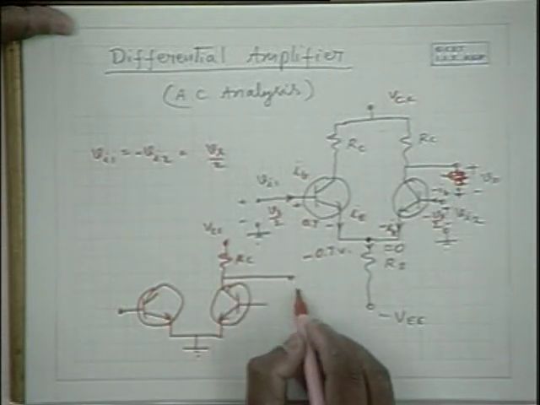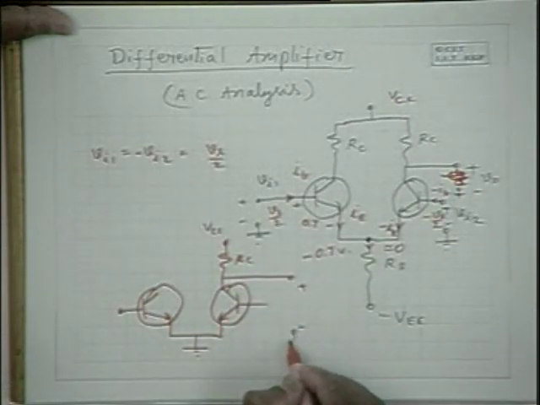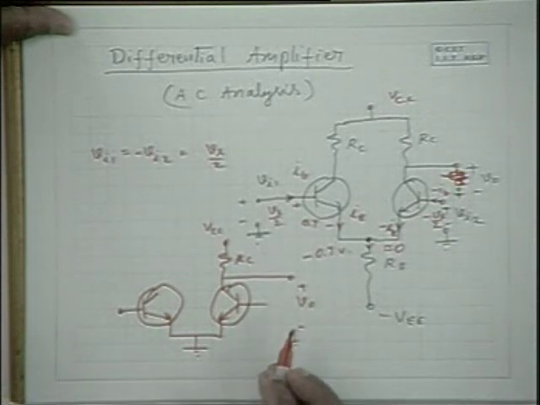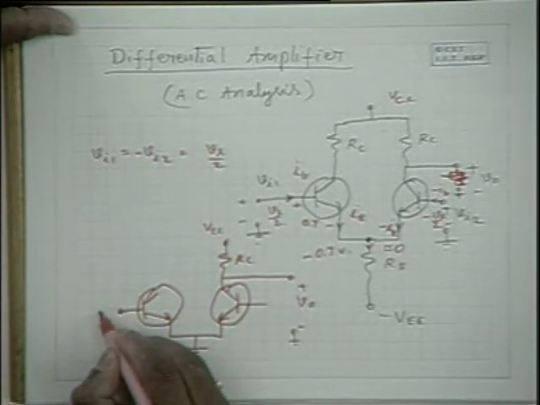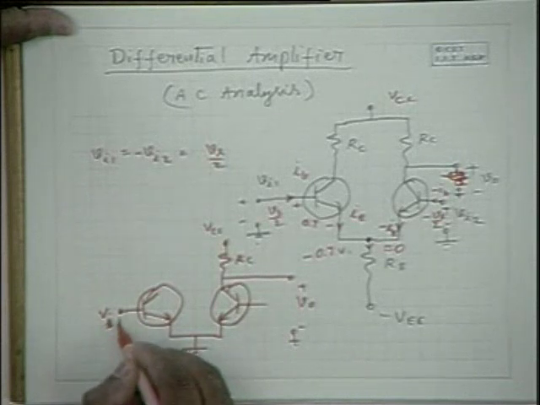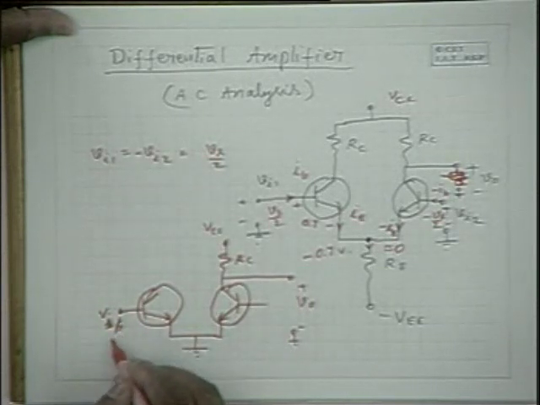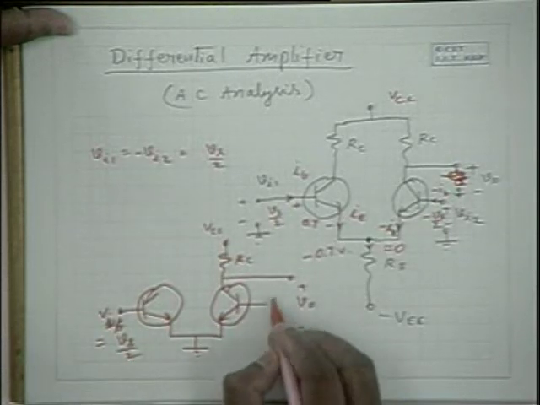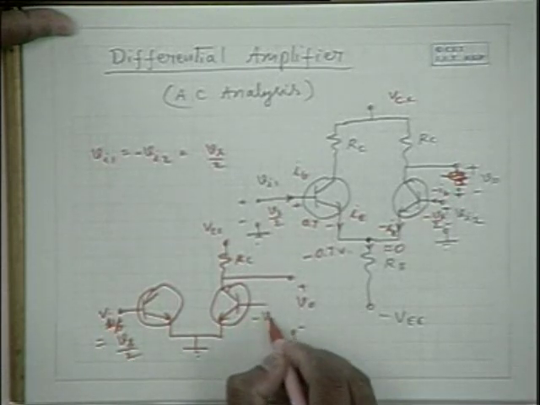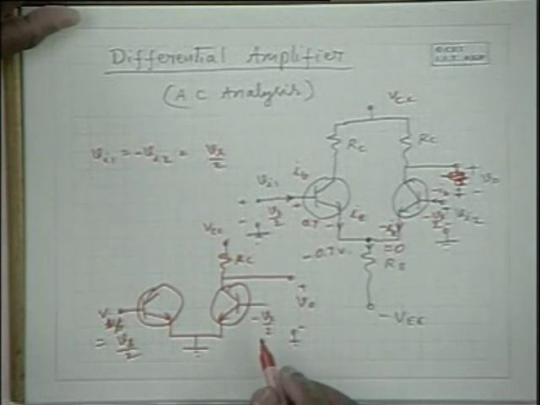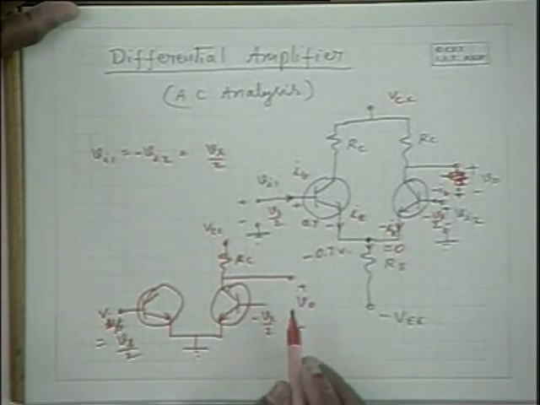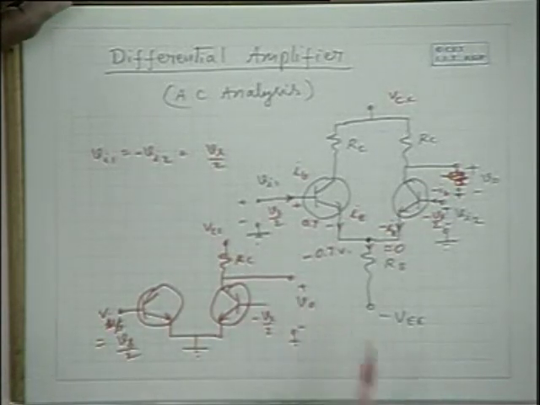And this is the output voltage V naught. And here you have Vi1 equal to Vs by 2, and here it is minus Vs by 2. Now let us analyze the circuit and see how much is the differential gain.